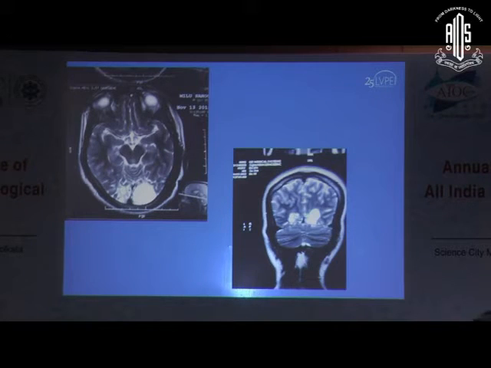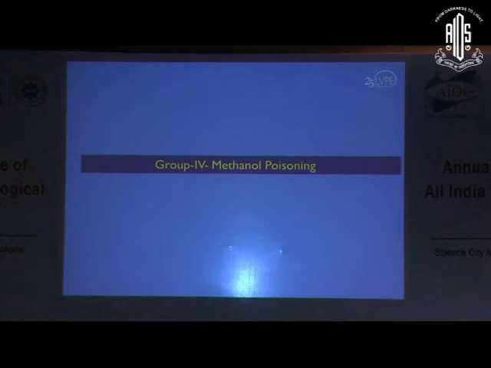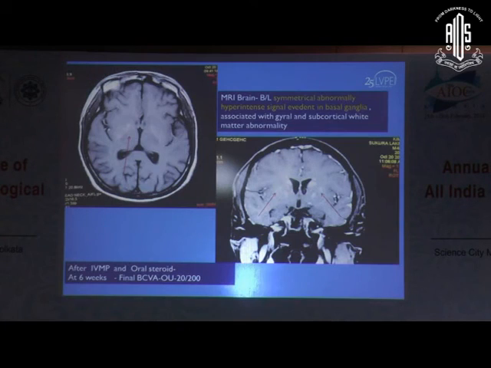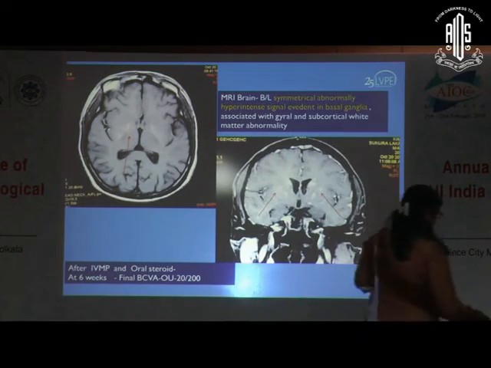So this was the last group: methanol poisoning. This was a 50-year-old male farmer by occupation, presented with sudden loss of vision in both eyes for the last 6 weeks, and a history of spurious intake of adulterated alcohol. You can see there was a mild temporal pallor with counting finger vision, and on neuroimaging there were hyperintensities in the basal ganglia. After treatment with IVMP and oral steroid, it recovered to 20/20. So I think we'll stop here, short of time.